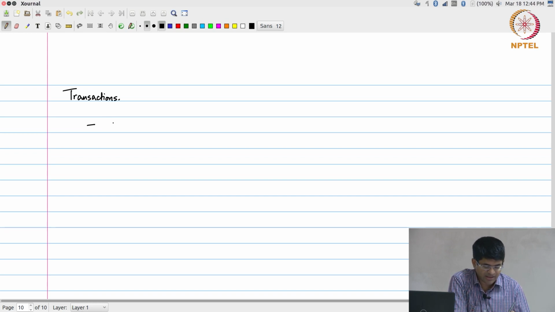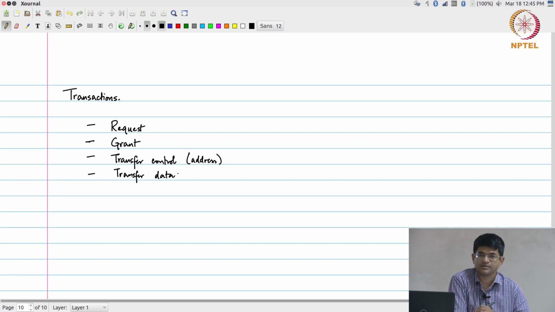The typical flow is something like this. There is something called a request that comes from a master. The bus will then issue a grant signal, and after that the master will actually transfer the additional control signals, possibly the address. Finally, there will be transfer of data. All of this together would typically become one transaction.